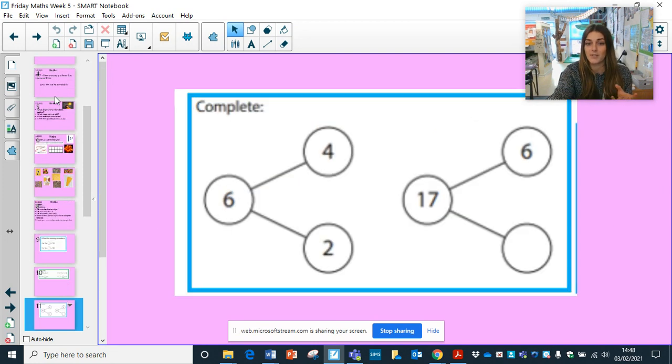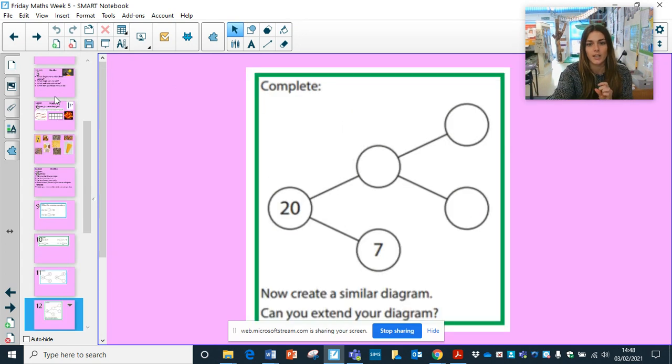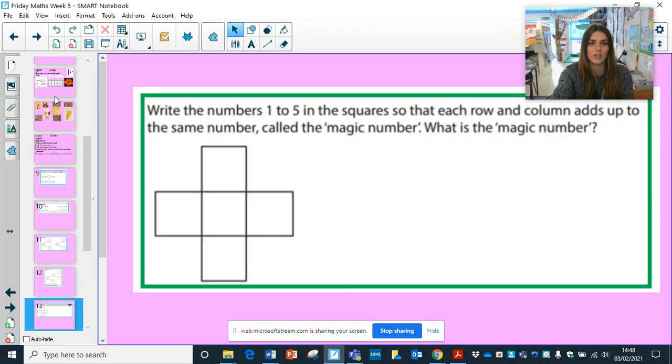This one, you've got some missing numbers again, but in a slightly different representation. So not in a number sentence, a slightly different method. And again here, create a similar diagram. Can you extend your diagram? So maybe using a different number or the same number. You can use the number 20 again, but change the number 7.